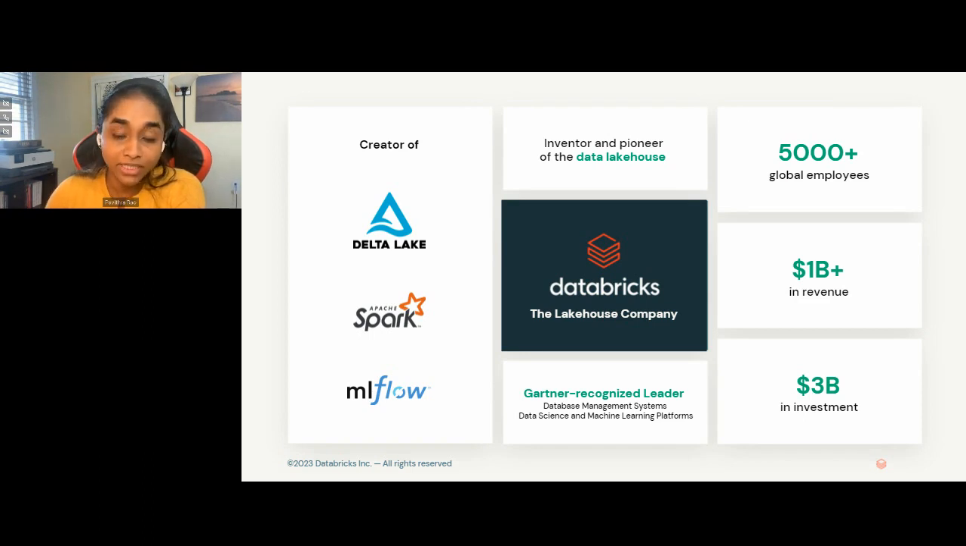Databricks is the Lakehouse company. We are the inventor and pioneer of the data lakehouse. We were recognized by Gartner to be leaders in database management systems, data science, and machine learning platforms. We are the creators of highly successful open source data projects, namely Delta Lake, Apache Spark, and MLflow. We are a company of 5,000 plus employees across the globe, and we serve more than 7,000 customers from Fortune 500 to unicorns.